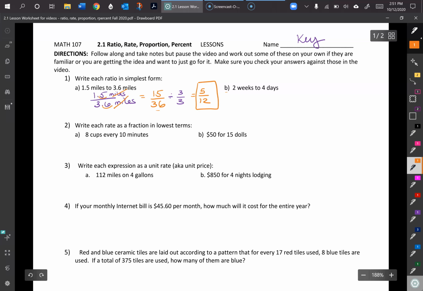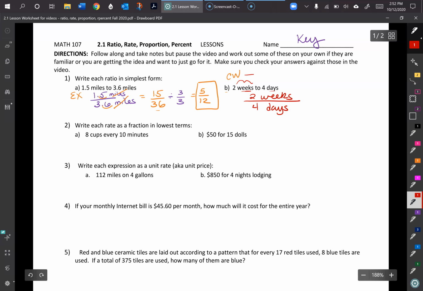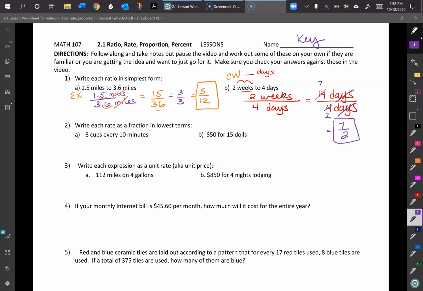So maybe you could try B as a classwork. So it'll be an example. Before you go through and do this though, I want to point out, although these on the face of it don't have the same units, they actually do. They're weeks and days, but I can convert weeks to days. So that's the first thing you have to figure out, is how many days is that? And then write that up here and convert the 2 weeks first, and then go from there. Okay, so your answer for that is 7/2.